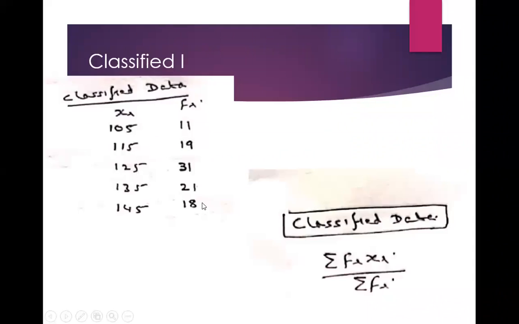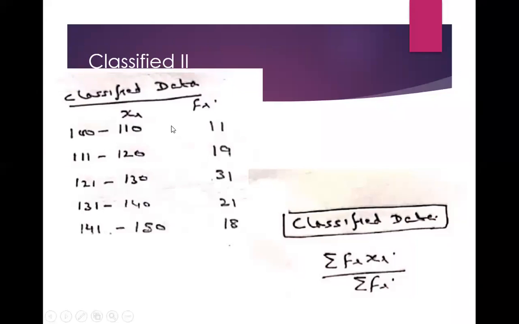For classified data, as I told you about discrete data, when there are no class intervals but data is classified, we just use the formula as summation of fi xi. First we multiply the values by their respective frequencies and then we sum up all the multiplications and divide by summation of frequencies, because summation of frequencies is the total number of observations which are present in data.